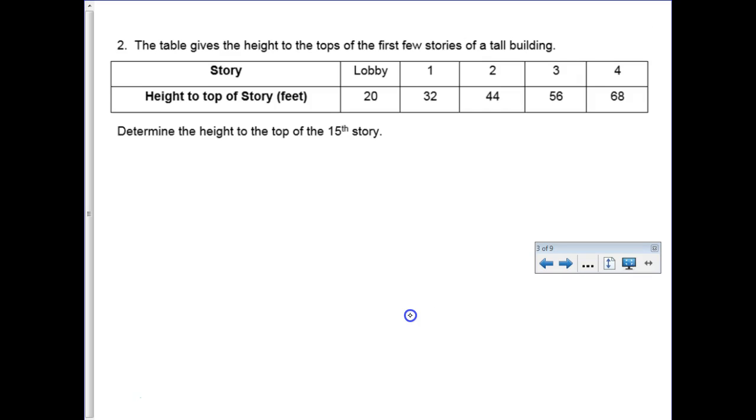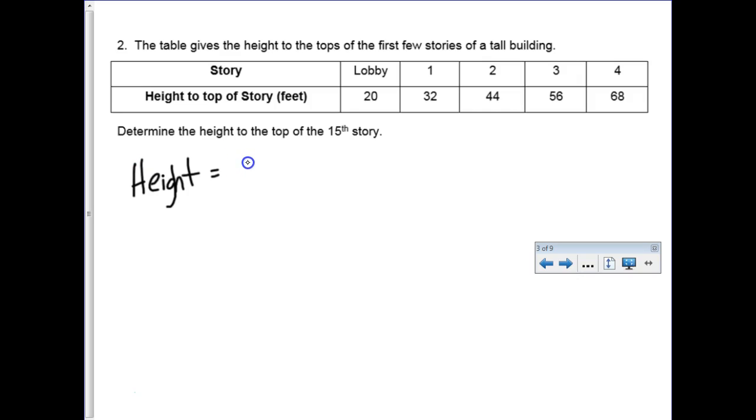All right, number 2, we have the height of the top of a floor in a building. This particular building has a lobby, and then after that they go up to the other levels. Level 1, level 2, level 3, level 4. At the top of the lobby it's 20 feet, and then after that you can see a consistent pattern. But I don't think we need to come up with the pattern quite yet. So let's talk about a verbal model for height.